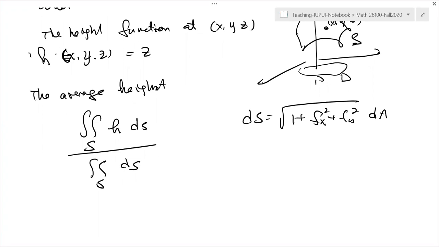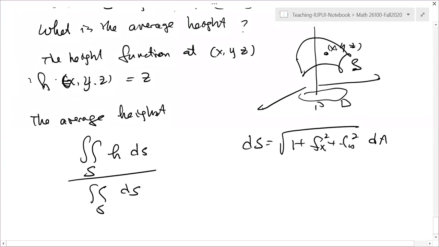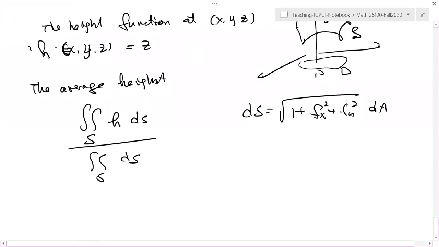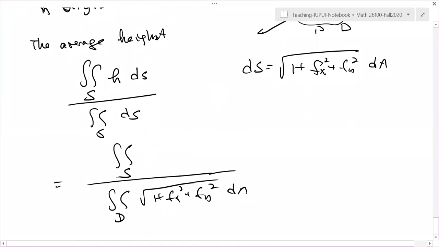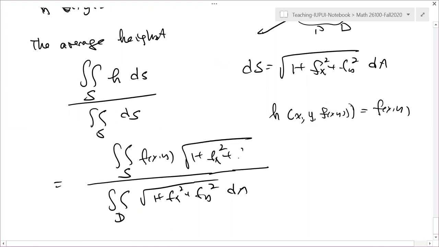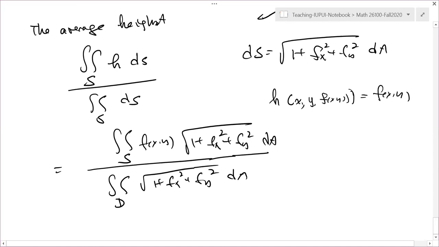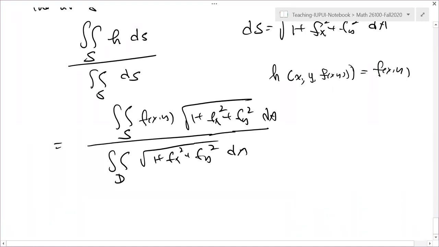Okay, at the point, this can also be expressed by z equals f of x, y. So this is going to be the double integral, dA. And the top part, just express h, right? So h at the point x, y, and the third coordinate is f of x, y. So it's just equal to f of x, y. Okay, so that gives you the formula of the average height, right?